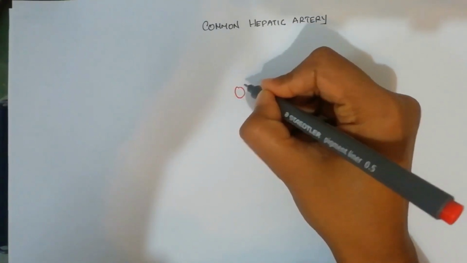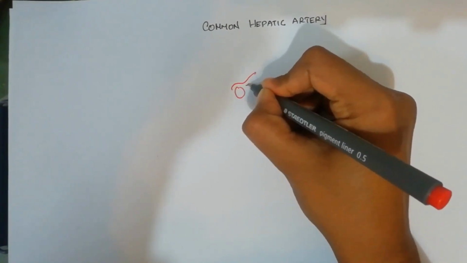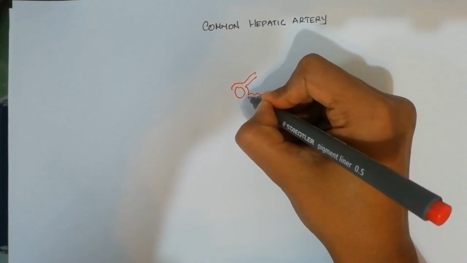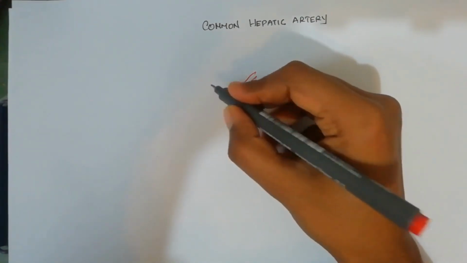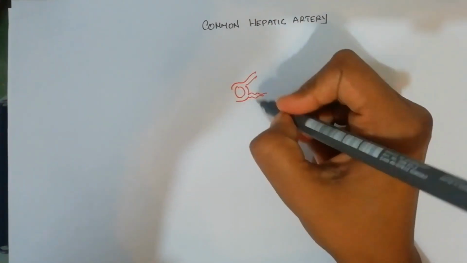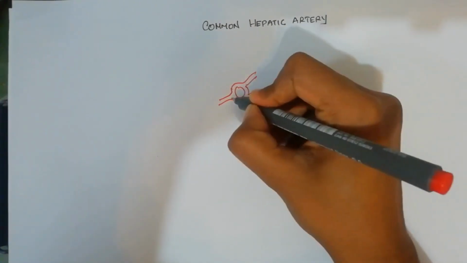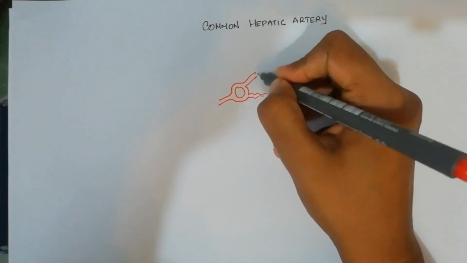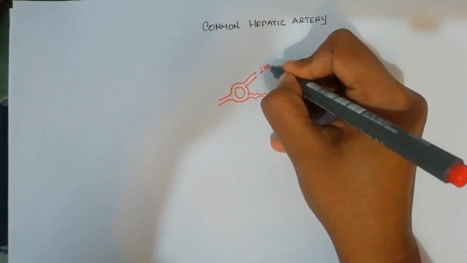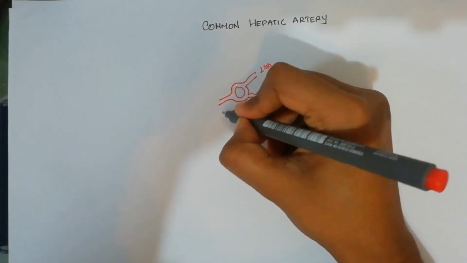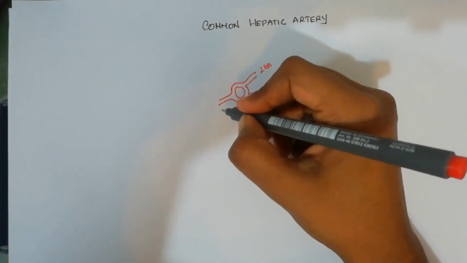So we have got celiac trunk, and then we have got two arteries, left gastric and splenic artery. Along with that, on right side we have got one artery, that is this common hepatic artery. So right side the one artery which we have is common hepatic artery. The left side two arteries are left gastric artery and splenic artery. So about this common hepatic artery we are going to see in detail.